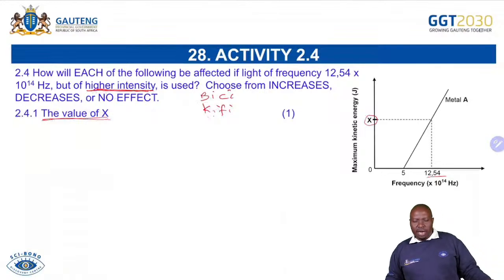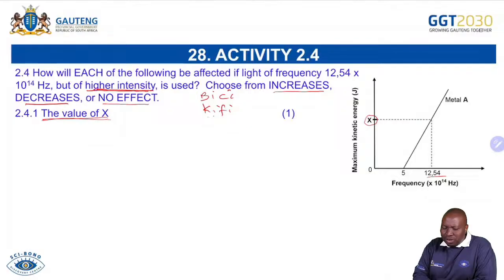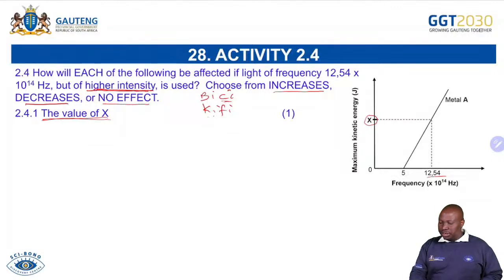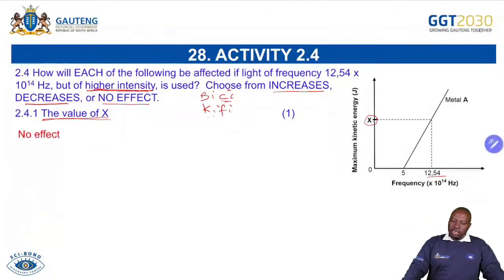Don't say remain the same. You will find that learners, when they are given a question like this one, will say remain the same. But remain the same is not one of the options that were given. The options given are increases, decreases, or no effect. So you are restricted, and your answer must be one of these. Because we're increasing brightness, it affects the number of photons and the number of photoelectrons that will be ejected. It does not affect the kinetic energy, which is x. So there will be no effect because we have increased intensity, not frequency.